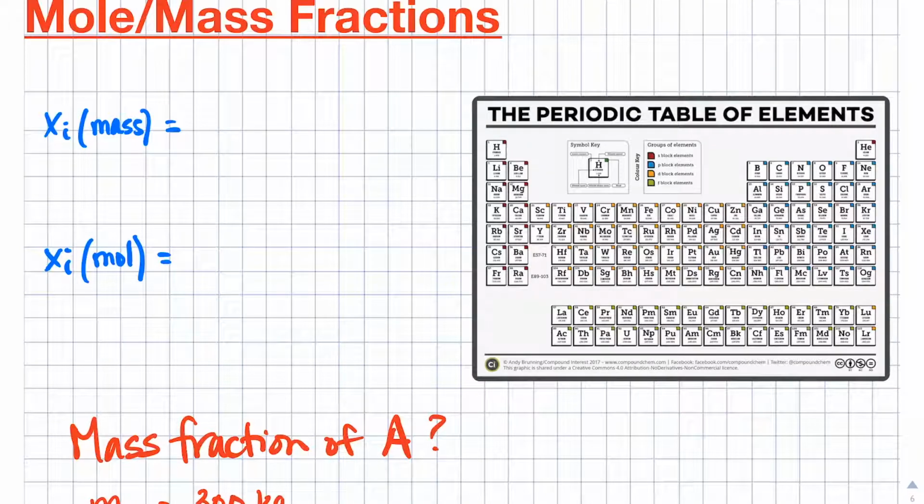Today we'll be talking about mole and mass fractions. If you remember all the way back to the engineering units video, I mentioned them, but today I wanted to go a little bit more in depth as to what they are because they're so important to chemical engineering.